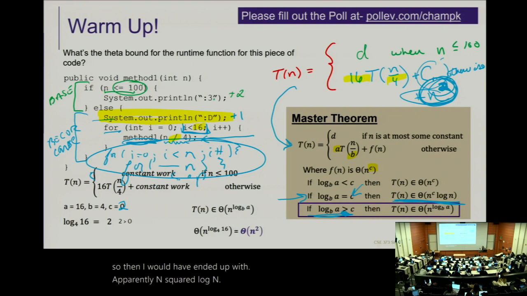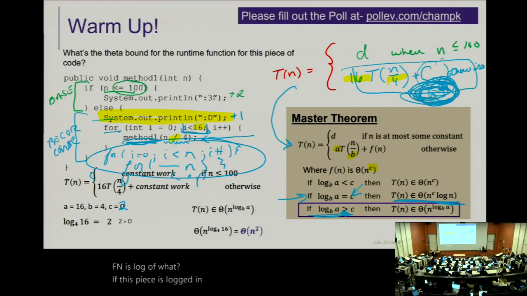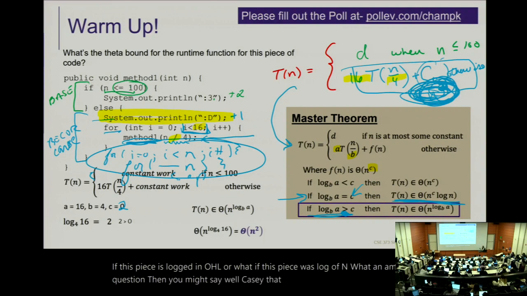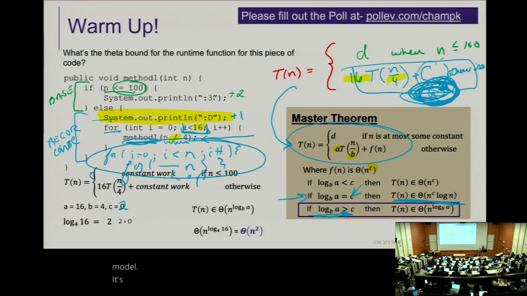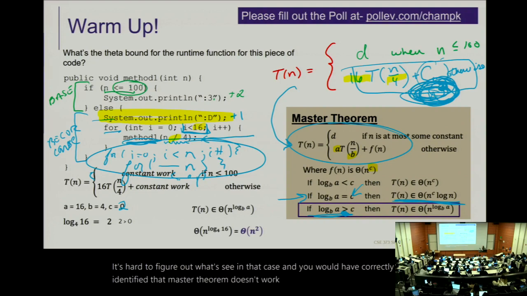Yes. What if f(n) is log of n? Like what if this piece was log of n? Ah, what an amazing question. Then you might say, well, Casey, that sure doesn't look like this delightful model. It's hard to figure out what C is in that case. And you would have correctly identified that the master theorem doesn't work for all recurrences.